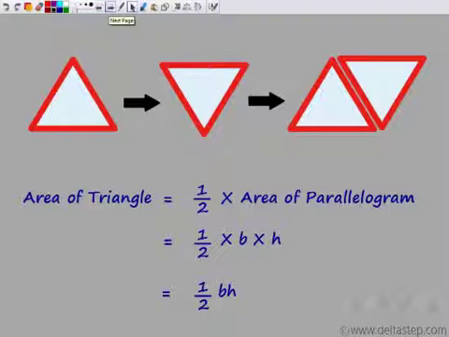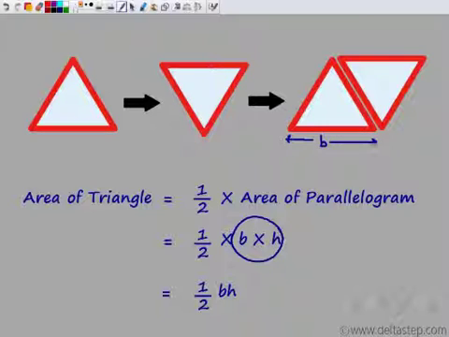So since the area of a parallelogram is base into height, I can say that the area of a triangle is half into base into height. What is this base? This is the base, the side at the bottom. And how do we define a height? From the base, the perpendicular distance to the opposite vertex. So if this is the base, the opposite vertex, the perpendicular distance, this is the height. So the area of the triangle is half into base into height.